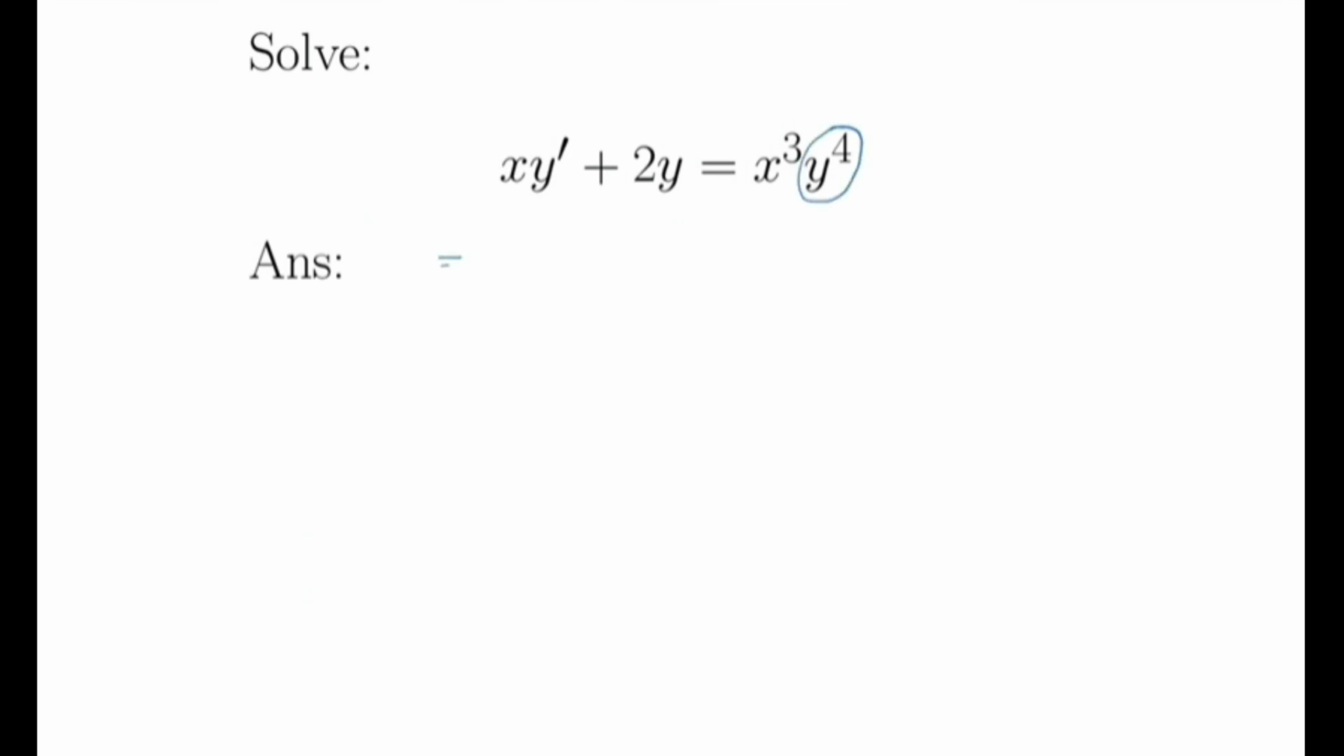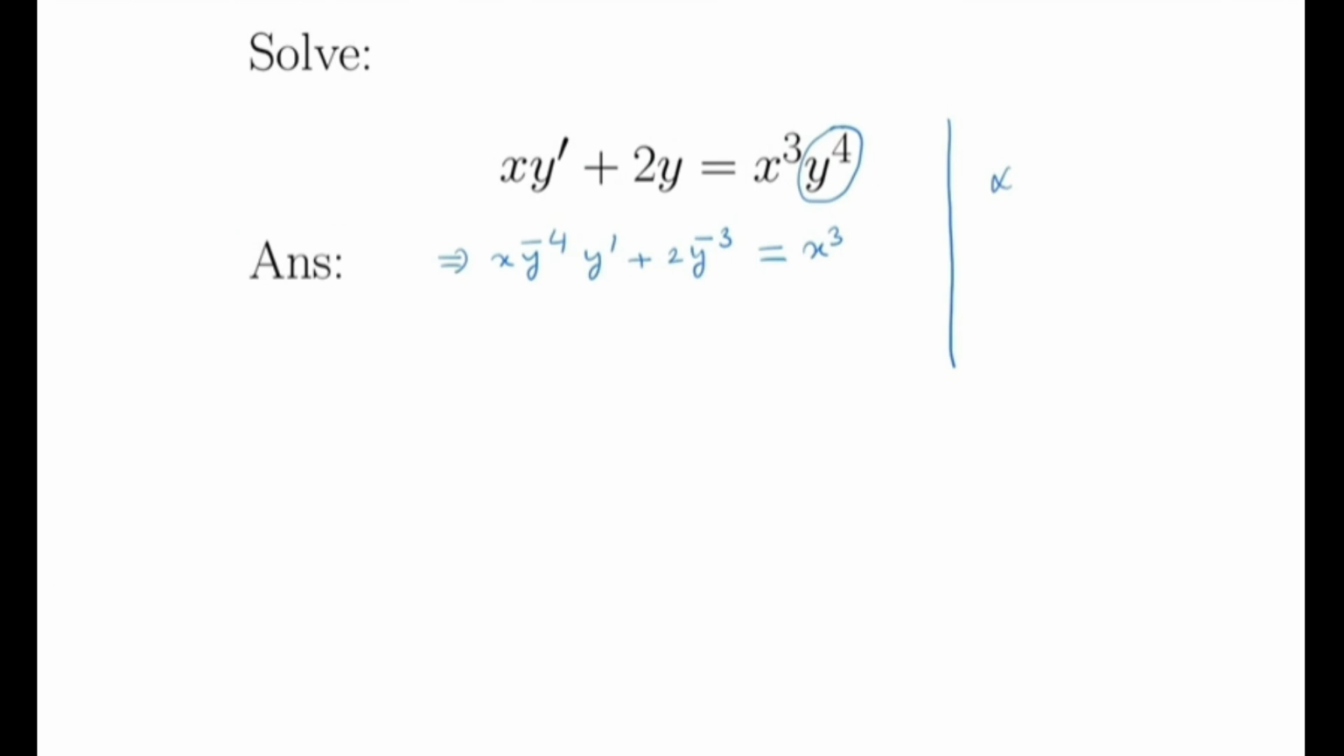So by doing that, we have x y to the power minus 4 y prime plus 2 y to the power minus 3 is equal to x cubed. Then we'll make a substitution: y to the minus 3 is equal to u.